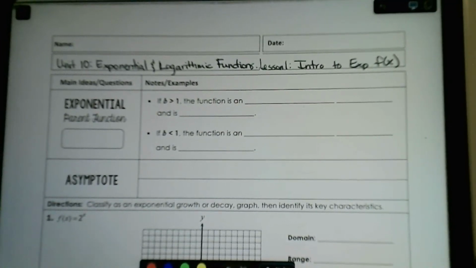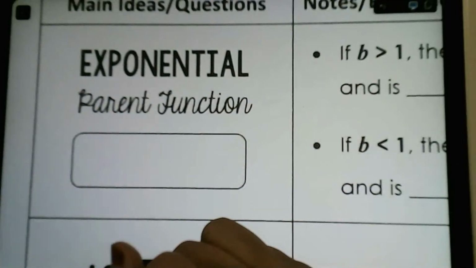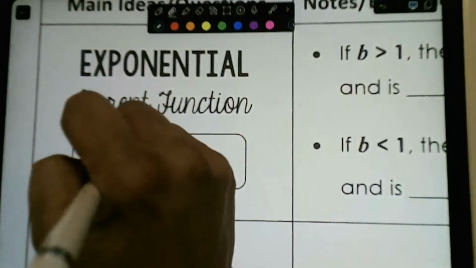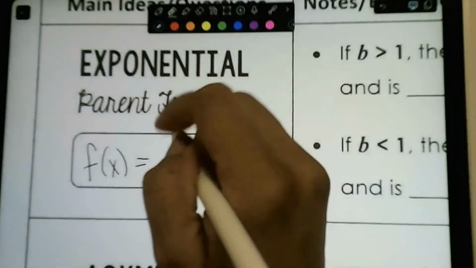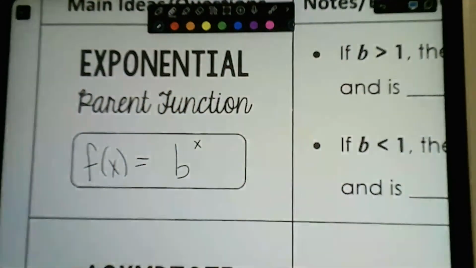So, Unit 10, exponentials and logarithms. Let's talk about what the exponential parent function looks like. The exponential parent function looks like this: f of x equals b to the x. Notice that the variable is sitting in the exponent. That's why it's called an exponential.